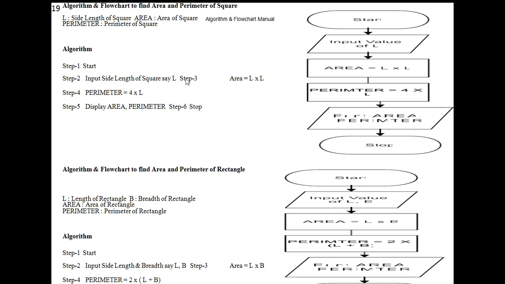So these steps are self-explanatory, and the flowchart you can also see. Start, input value of L, area equal to L into L, perimeter equal to 4 into L, finally you print the output, area and perimeter, and you stop.